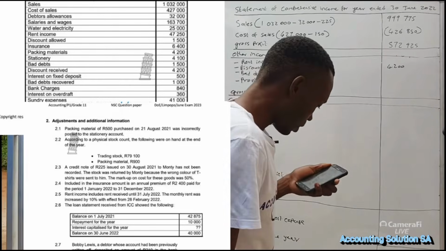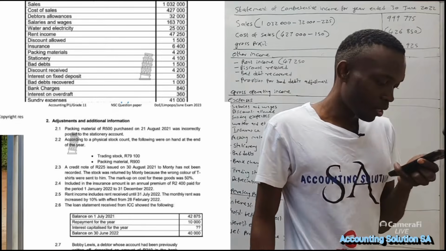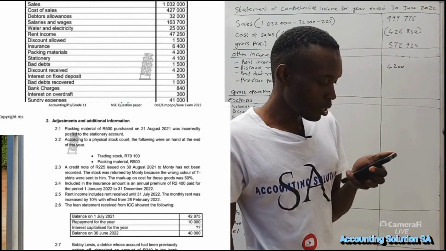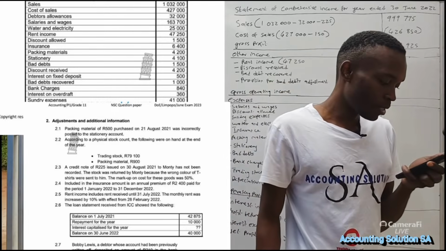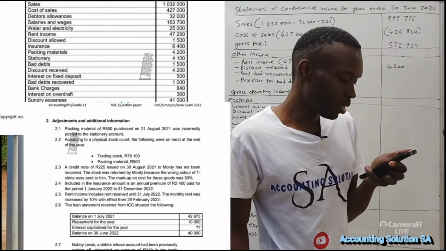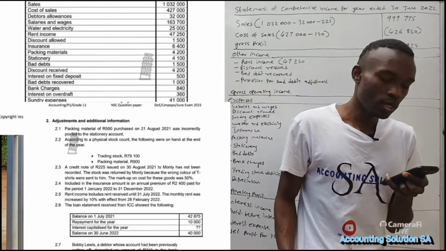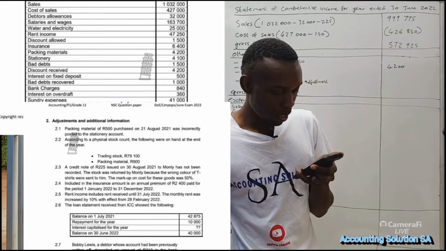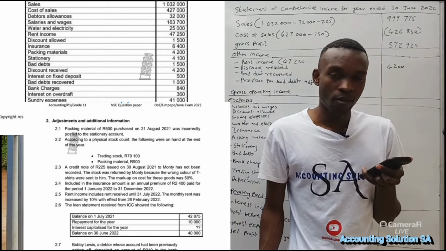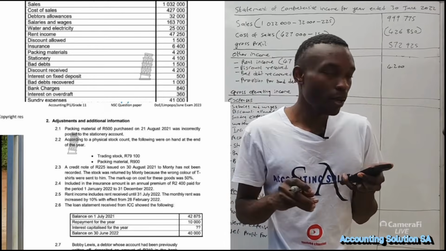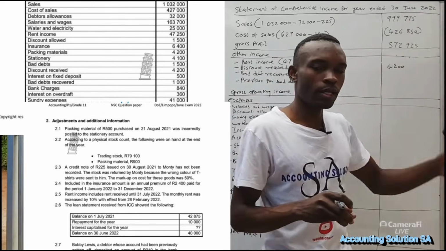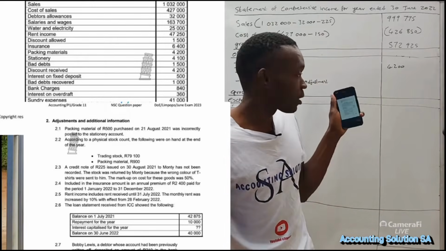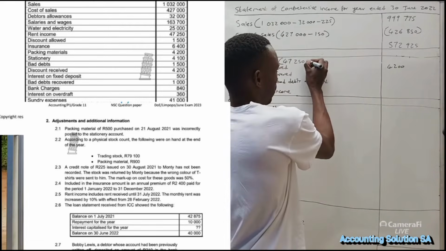Okay, now we have to go to additional information number 2.5. They said a rent income includes the rent received until 31 July 2022. The monthly rent was increased by 10% with effect from 28 February 2022. So in this case, what happened is that they already included the rent for July. Remember our year is ending June, which means that there is advance payment, which is not allowed under income statement, which means that we have to subtract here.